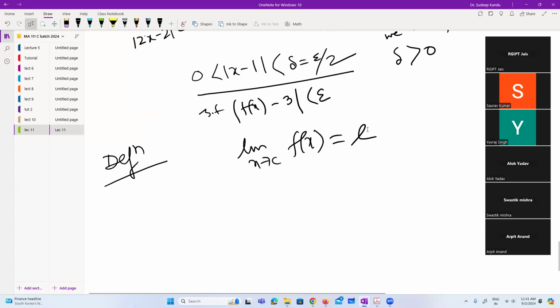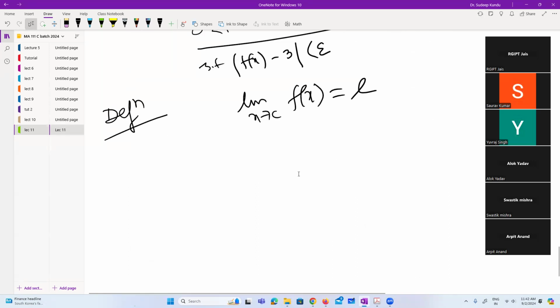And if the value at C exists, and if this equals your limit L, then later on you will see that f of x is continuous at the point C. But first, let me know whether this definition is clear or not.